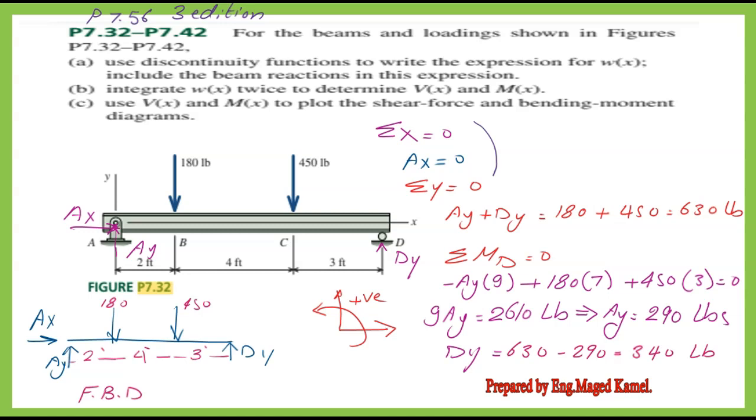We have a given beam with a span of 9 feet acted upon by two concentrated loads. P1 equals 180 pounds and the second concentrated load is P2 equals 450 pounds. Both loads are acting downwards. It is required in part A to use the discontinuity function to write the expression for load W of x and to include the beam reactions in the expression.